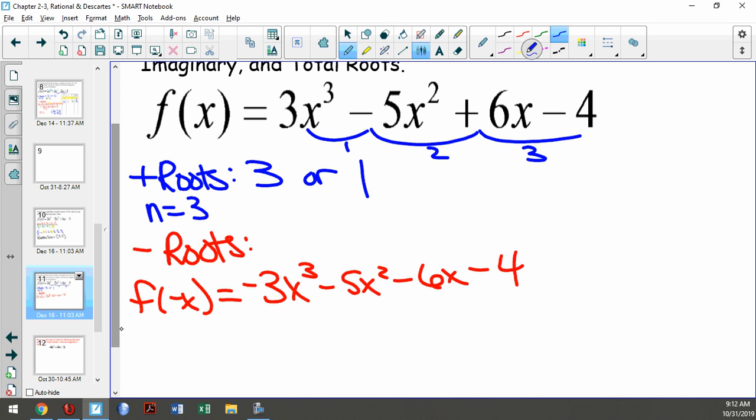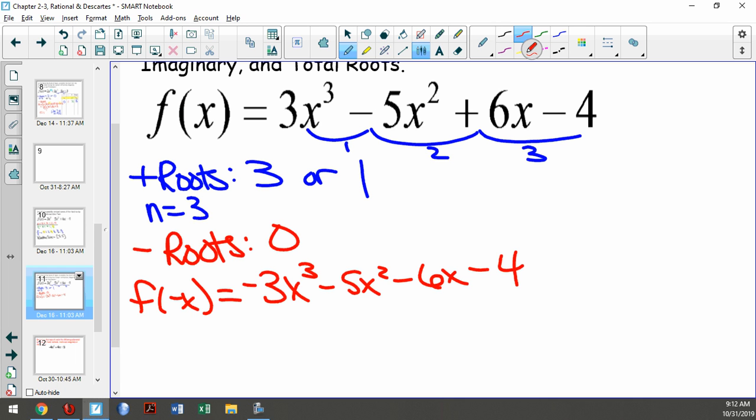A negative 3 to a negative 5, nothing. Negative 5 to negative 6, nothing. Negative 6 to negative 4, nothing. So what does that mean? How many negative zeros am I going to have? I'm not going to have any. Do we all understand that? I will have none.